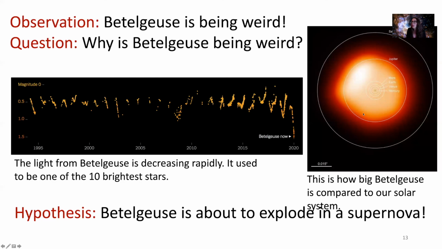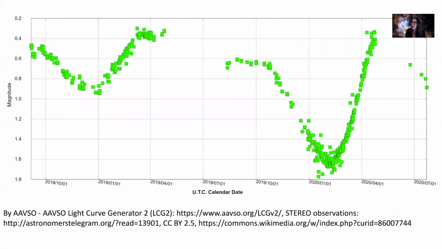This is how big Betelgeuse is compared to our solar system. It is really so massive. So here's our sun in the middle, and then this is the orbit of Jupiter, and then the orbit of Saturn. So you can see in this extended spot, that's the size of Betelgeuse. You can see how large it is compared to our solar system. So the hypothesis is that Betelgeuse is going to explode in a supernova. Well, it turns out that Betelgeuse did not explode into a supernova.